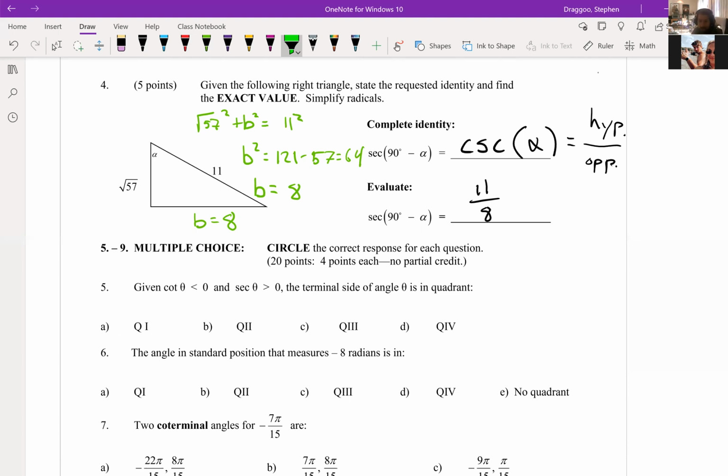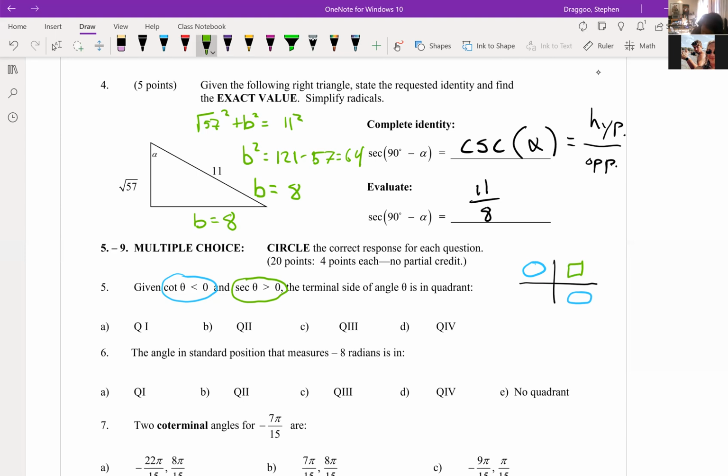Okay, so given that cotangent is negative and secant is positive, find the terminal side of an angle theta. So what do we know? If we throw up some coordinate axes, cotangent being negative means it must be either in quadrant 2 or 4. Those are the two places where cotangent is negative, because it has the same sign as tangent. Then if secant is positive, that's the same thing as cosine being positive. And cosine and secant are positive in quadrants 1 and 4.